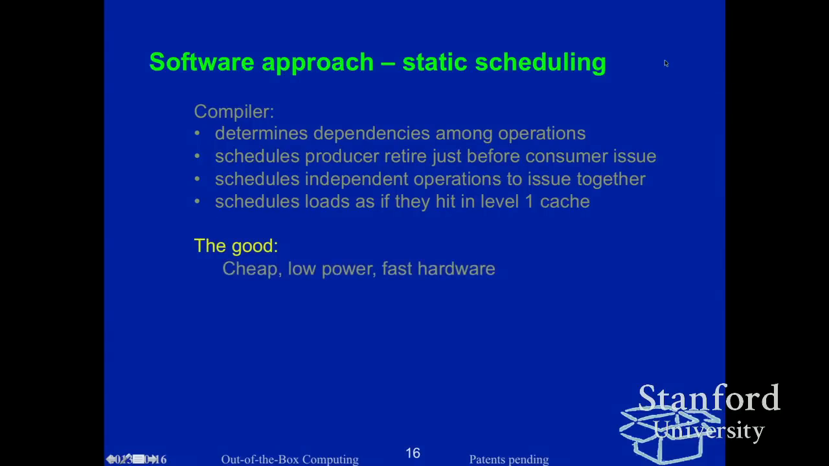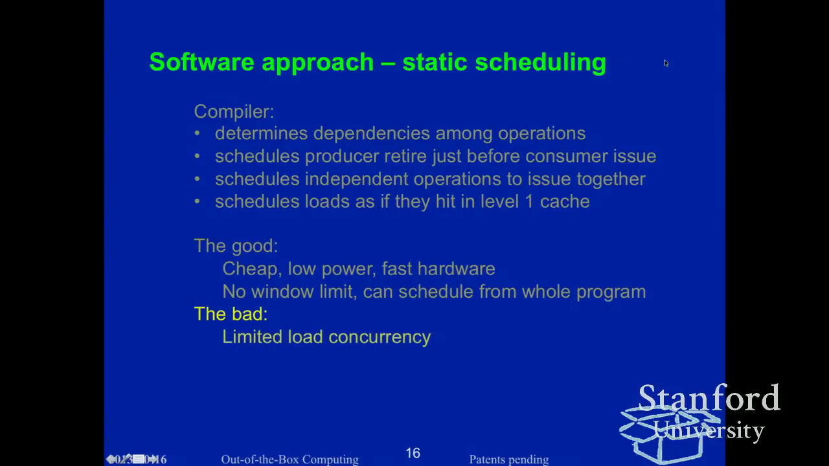The good side of that: cheap, low power, fast hardware. There's no window limit. It can look at the whole program. The bad: there's a limited load concurrency. I shan't go into details about that, but typically it can't have as many loads in flight as the hardware approach can. The ugly side of it is that if it's wrong and we don't hit in the top-level cache, we're not doing anything else. We're stopping issuing all operations, waiting for that value to come back.